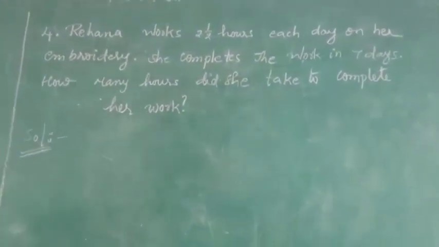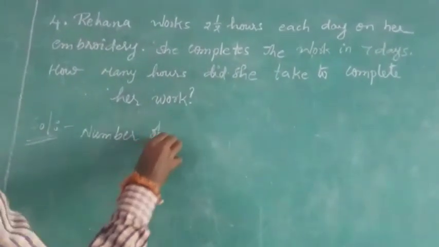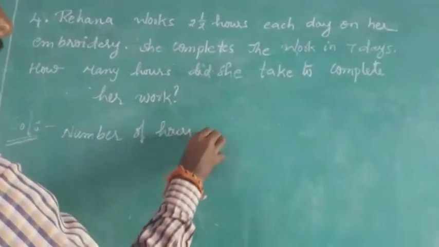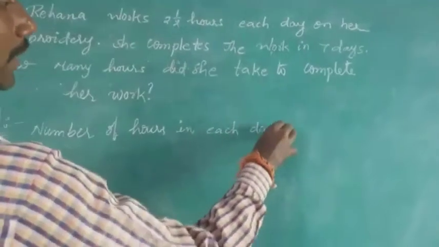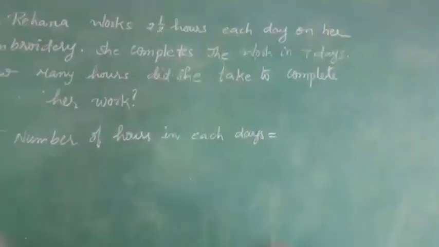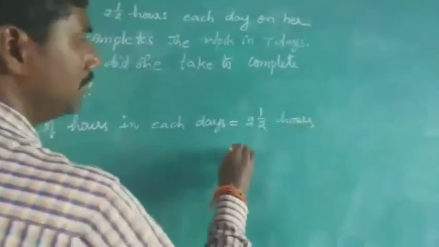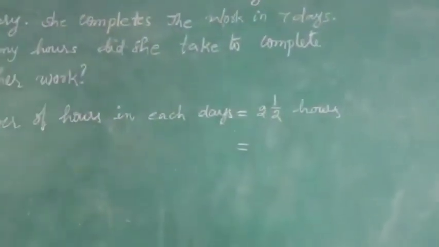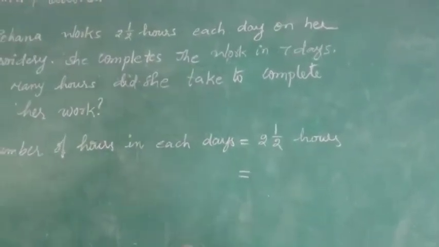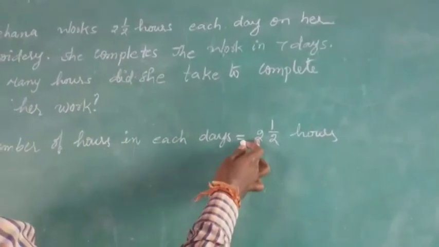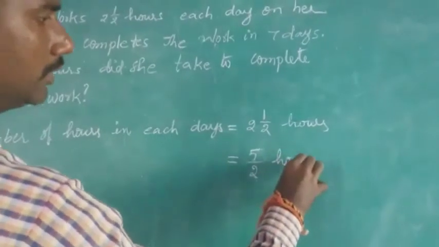So number of hours in each day. How many hours is she working in each day? 2.5 hours. See, this 2.5 hours is there in the mixed fraction. I would like to change it into an improper fraction. 2 2s are 4, 4 plus 1, 5. 5 by 2 hours.